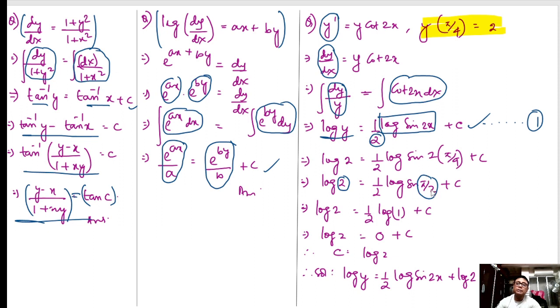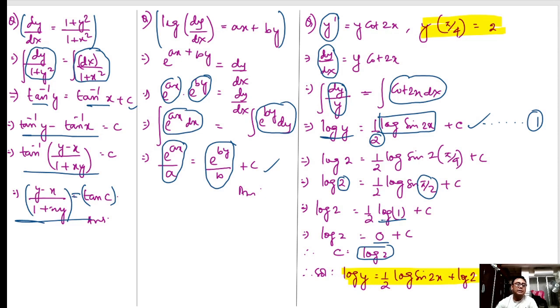Sine pi by 2 is 1, log 1 is 0. So c comes out to be log 2. And now putting it back in equation 1, we see that the solution of the equation is this. Okay, this is our solution of the equation.